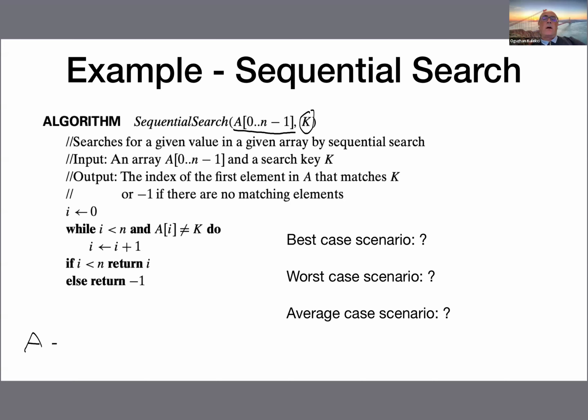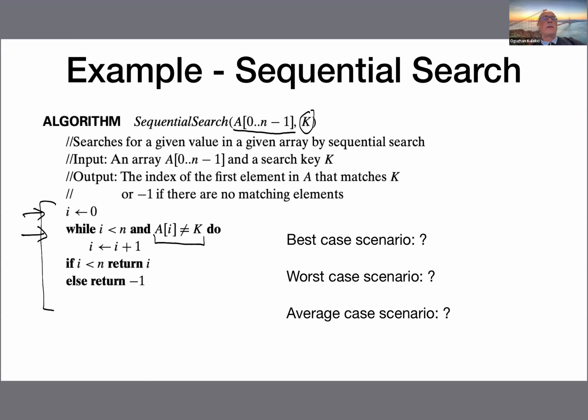Now let's try thinking about that. This is my code. I start from the initial position, and while I do not hit the end of this array, what I will do is check one by one whether the array item that I am currently on is equal to the key that I am looking for. If they are not equal, then I will increment the position by one and keep checking.